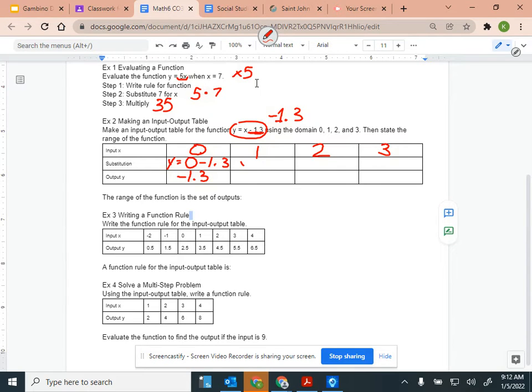So if we look for the 1, we have y equals 1 minus 1.3. What is my output going to be? Brielle? Yeah, negative 0.3. 1 minus 1.3 gives us that negative 0.3. Now we have our 2. So we're going to substitute a 2 in for x. 2 minus 1.3. What is 2 minus 1.3?